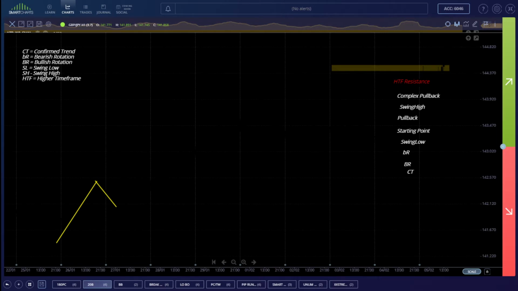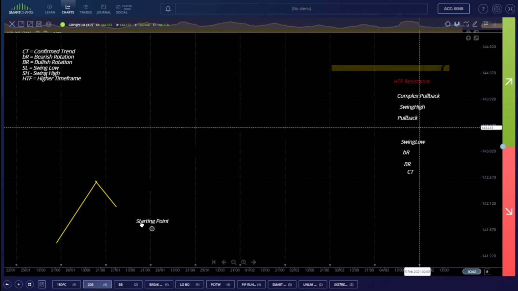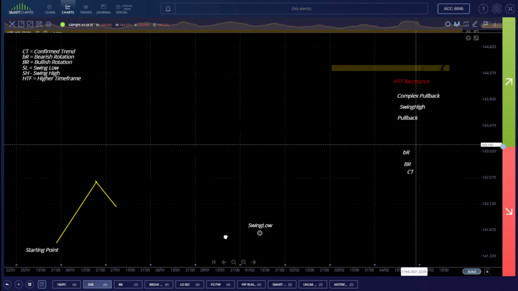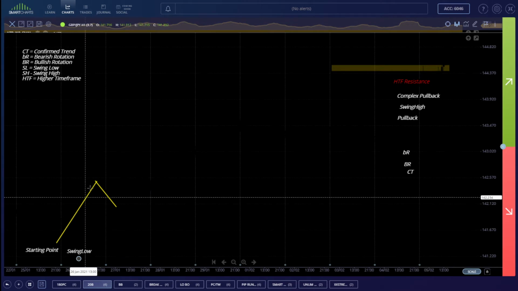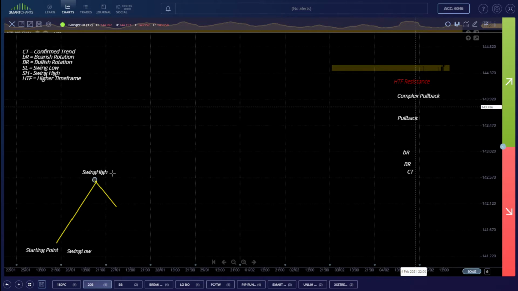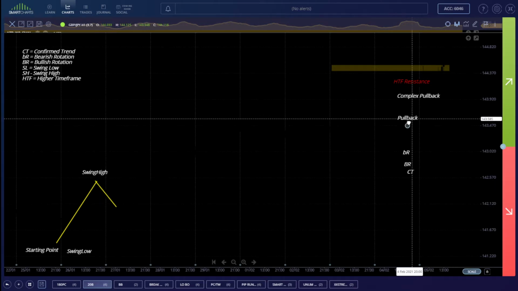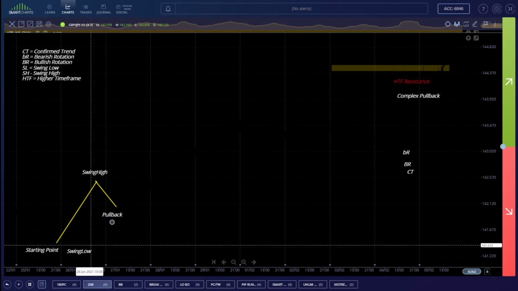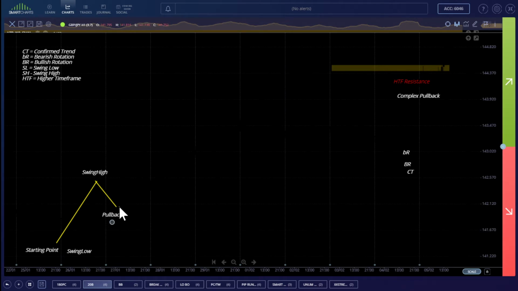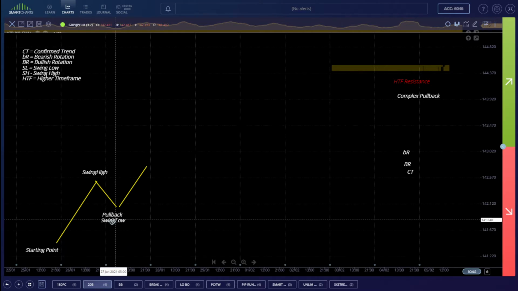So I'm just going to say this would be our starting point, which is also our swing low. Then price impulsed, made a move up, and that would be our swing high. And then we've had a pullback. So this would just be a regular pullback. When the movement then goes and breaks the swing high, this becomes your new swing low, and that was just a regular pullback.